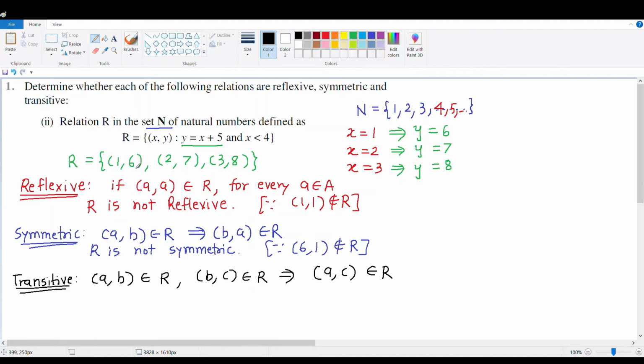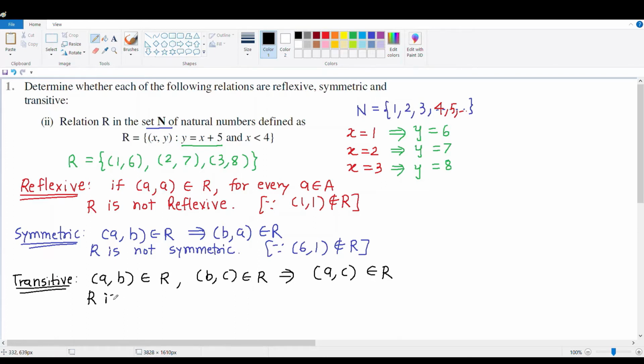Now if 1 comma 6 is in R, that means 6 comma something, right? See, AB then BC. So 1 6 then 6 something, no, we don't have any. 2 7 then 7 something, no. 3 8 and then 8 something, no. We got none of those two sets of elements that you can have in that relation. We don't have any, so this is not transitive either, because if we have these two, then we are going to check for this, but we got none of this, so it's not transitive at all.